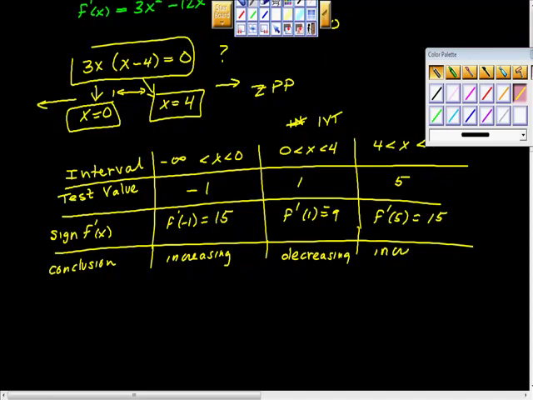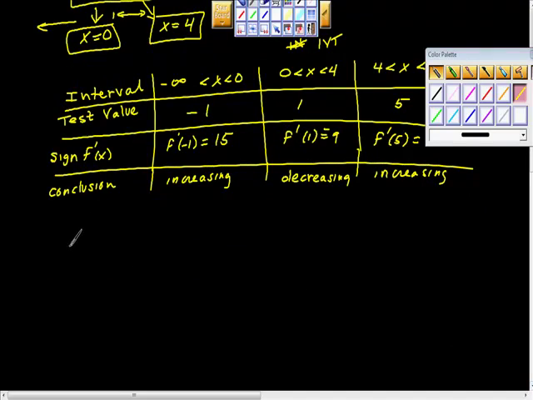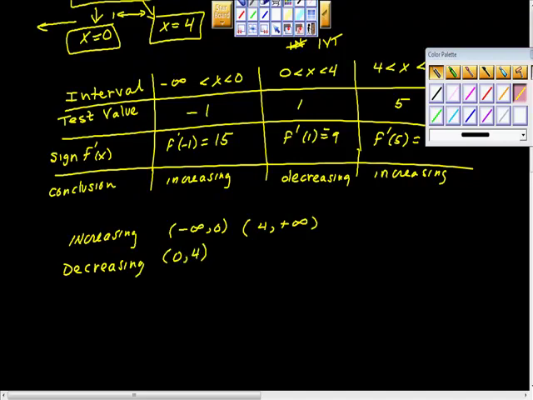And then it's increasing here. Why? Because the slope at this place in this interval is positive, so it's positive everywhere in there. Okay, so what do we know now? We were asked when is this thing increasing and decreasing? So it's increasing on negative infinity to 0 and 4 to positive infinity, isn't it? It's decreasing on the interval 0 to 4, right? And now we're asked about critical values.